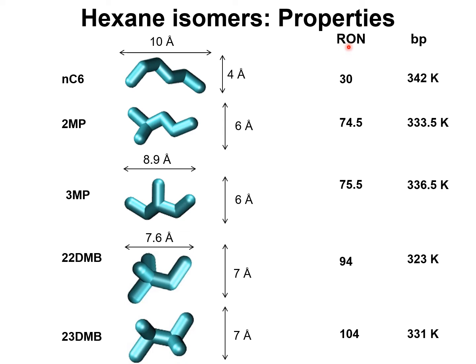Firstly, let's look at the research octane number. We see that the research octane number increases as we proceed from the linear normal hexane to the monobranched isomers and the di-branched isomers. The di-branched isomers have the highest octane numbers, and these di-branched isomers are the preferred components in high-octane gasoline.